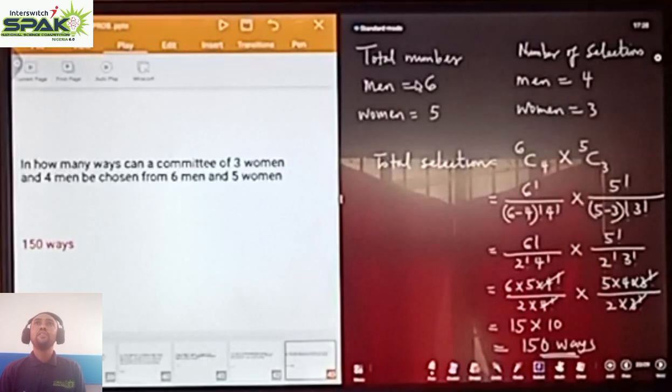To select 4 men from 6 men is 6 combination 4, and to select 3 women from 5 women is 5 combination 3. So the total selection will be 6 combination 4 times 5 combination 3. And when you apply the formula, don't forget the formula of combination, when you apply it, they will reduce, and arrive at 150 ways. So 150 ways is the number of ways.